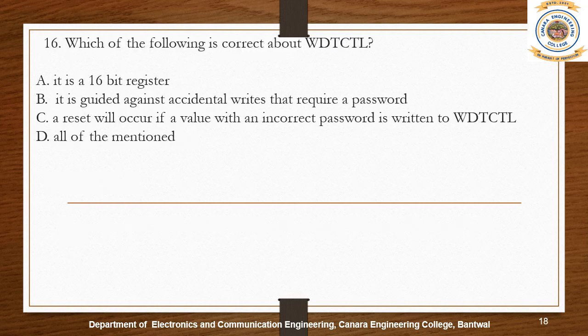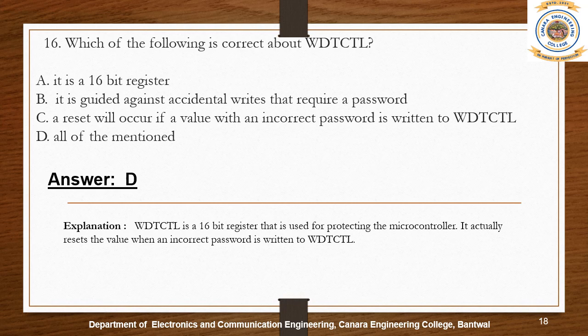Watchdog control register is a 16-bit register that is used for controlling the registers, and it is also used for protecting the microcontroller. It usually has a password that has to be written to the watchdog control register.